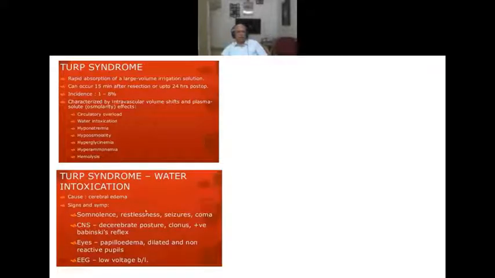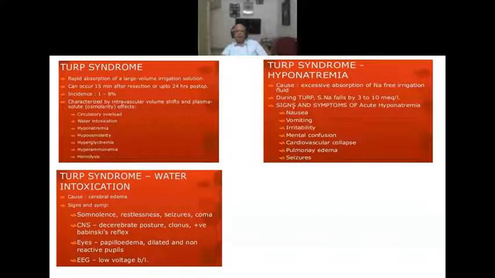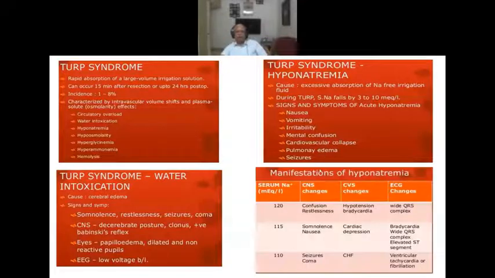So if there is water intoxication, you will have cerebral edema, somnolence, restlessness, papilledema, dilated and non-reactive pupil. And the other features are nausea, vomiting, irritability, pulmonary edema and seizures.